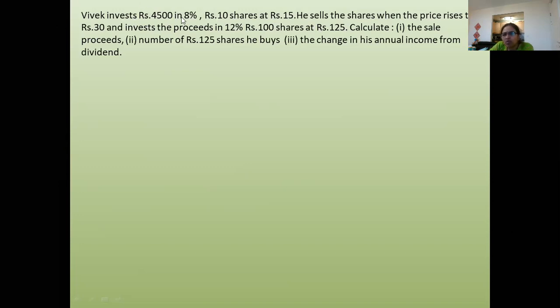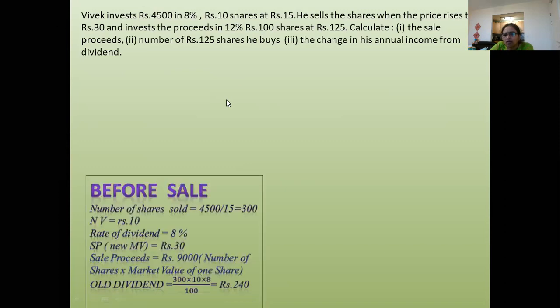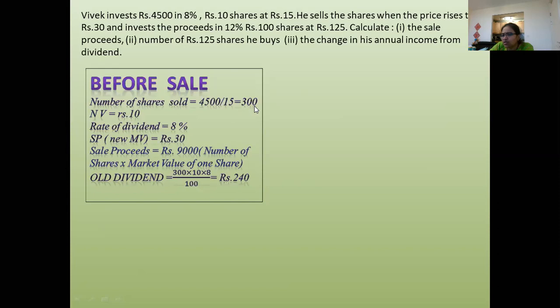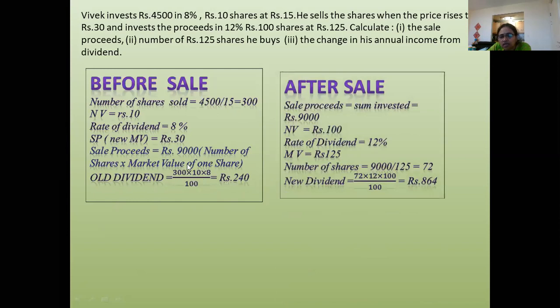So what will be the original number of shares? Before sale, we'll find the original number of shares. Original number of shares is 300, right? And the new MV is 30. So what will be the sale proceed? As I told you, number of shares multiplied by market value of one share, that is 9,000, will be the sale proceeds. And what will be the old dividend? 240 is the old dividend, by number of shares into nominal value into rate of dividend, right? So next, after sale, he is investing this 9,000 in another company, right?